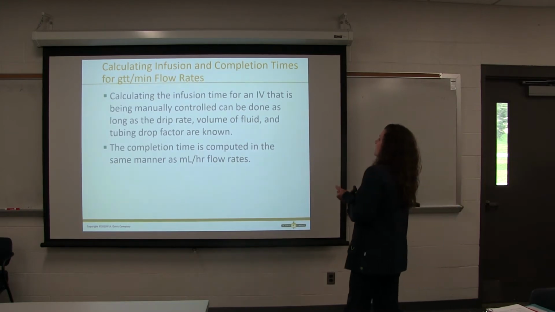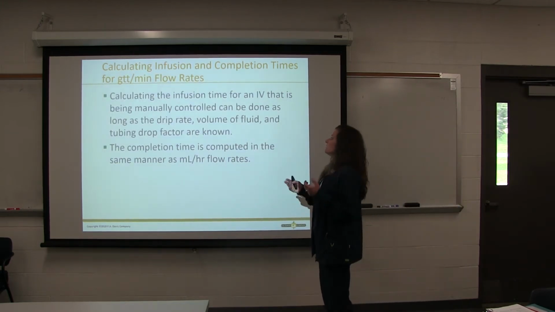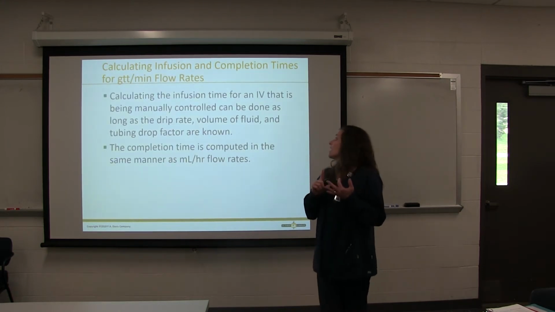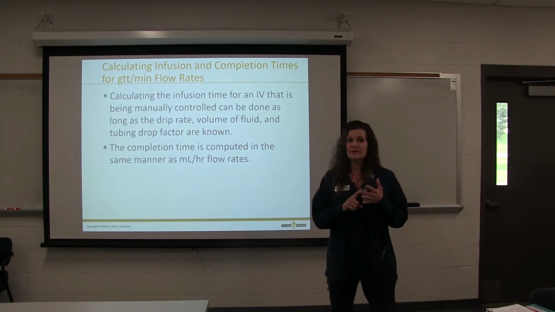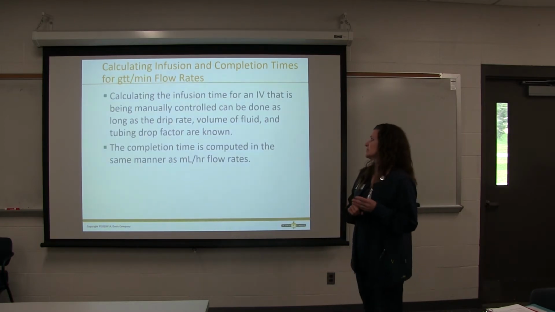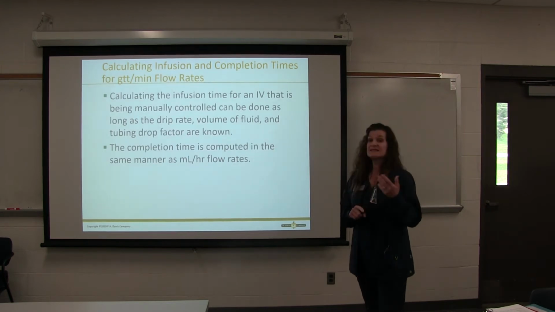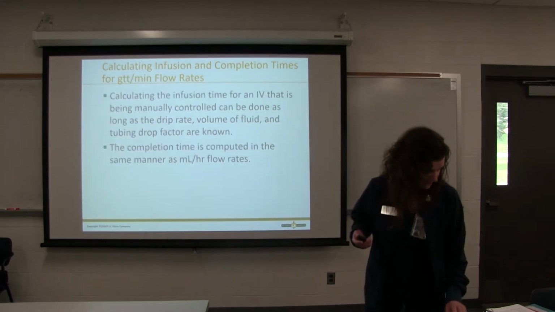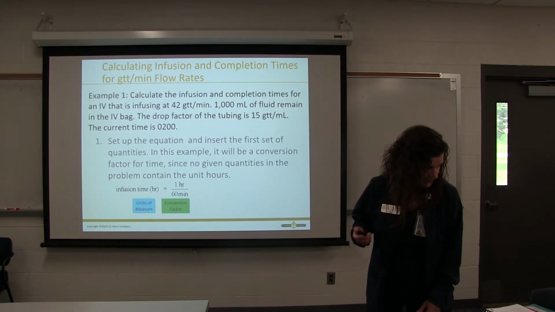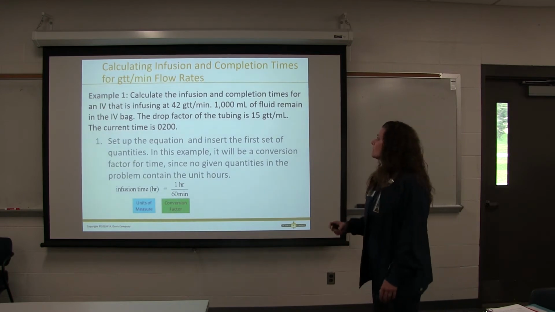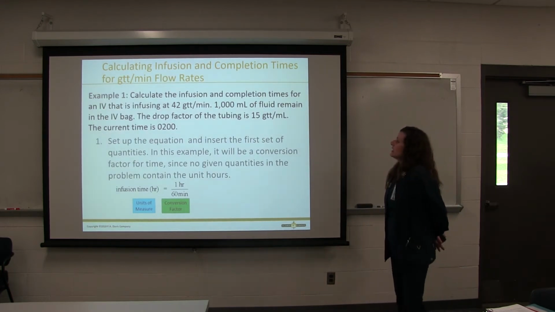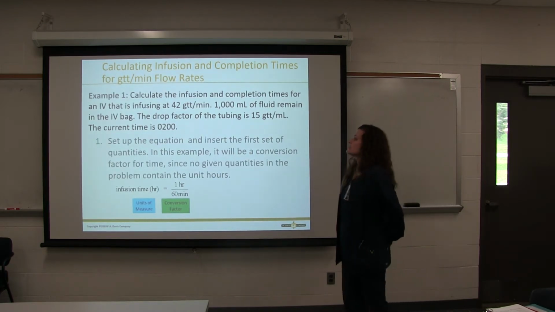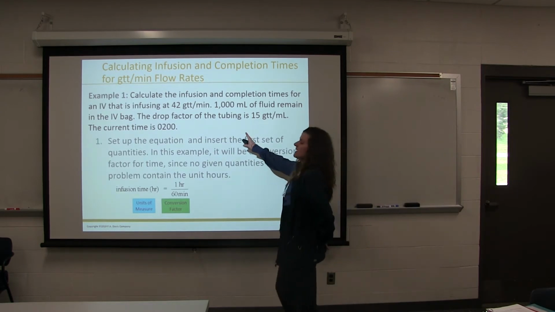Calculate infusion time for an IV that's being manually controlled. It can be done as long as the drip rate, how fast you want it, the volume of fluid, and the tubing factor is known. Really important information. Completion times are computed in the same manner. You have to take the current time and add the time that you factored out. So let's look at that. Calculate your infusion and completion times. We've already done that in the other problems, we're just adding to this a little bit by giving the time.